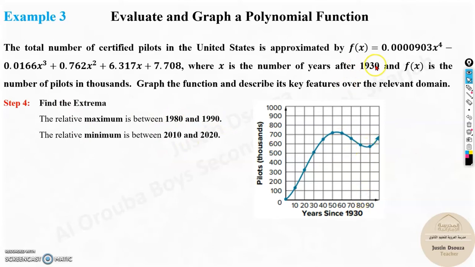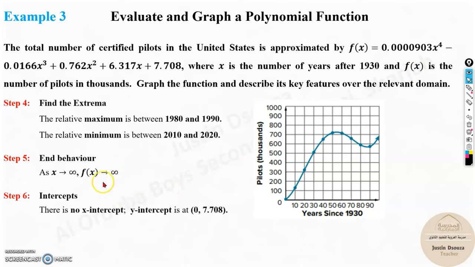Similarly, add 80 to this. It will be 2010 to 2020, say, the least. So this is the minimum point. And for end behavior, as you can see, as x goes towards infinity, y also goes towards infinity. That's the end behavior. Now you're not going to take the left side. Why? Because that is not in the domain. You cannot use this equation for the left side. It's only for the right side values.